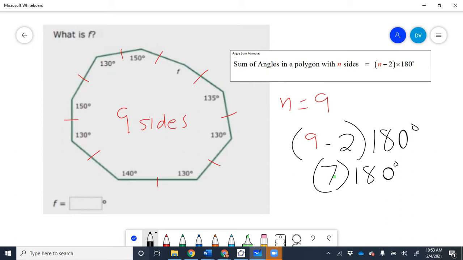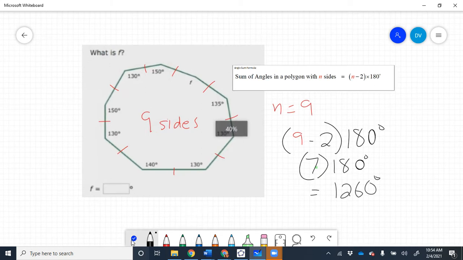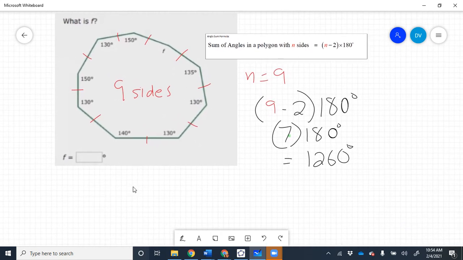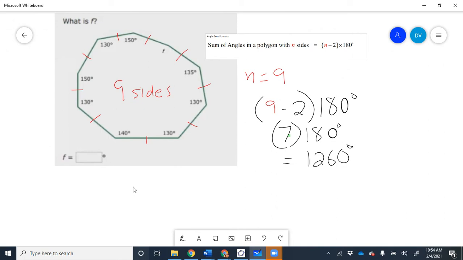And what is that? Let's see, 7 times 180. 7 times 180 is 1260 degrees. So that means that the sum of all of the angles in this problem is 1260 degrees. I just need more room and then I'll write that down. The sum of all the angles in this problem is 1260 degrees.